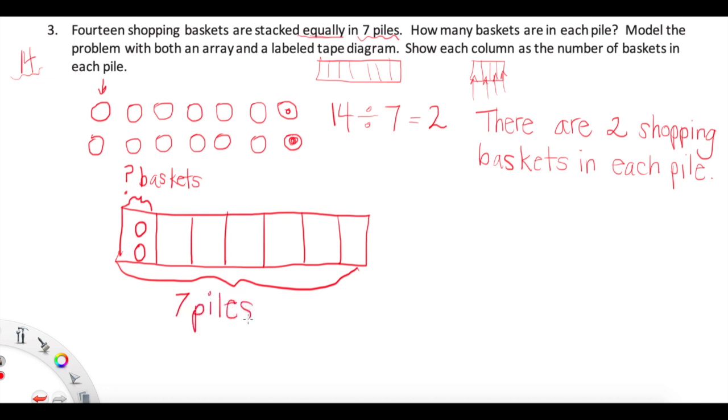Awesome. It also shows, let's fill in the rest of it. So we have 1, 2 baskets, 3, 4, 5, 6, 7, 8, 9, 10, 11, 12, 13, 14. We have 7 piles, and we also have 14 baskets. Beautiful work.